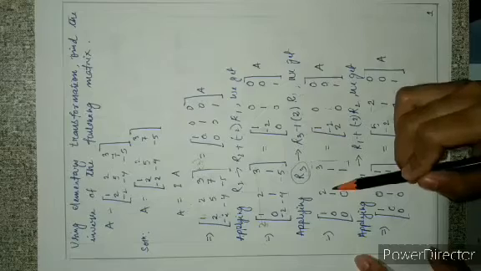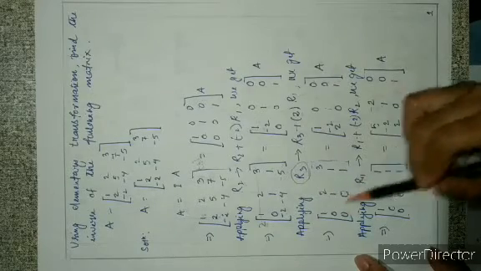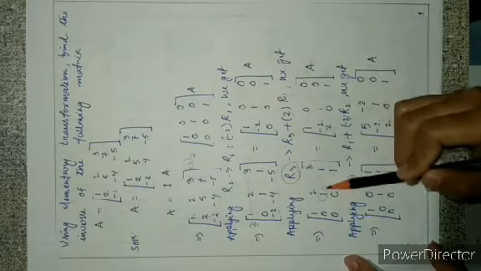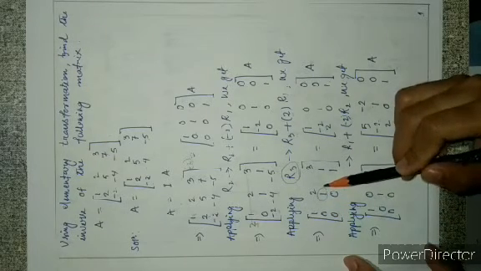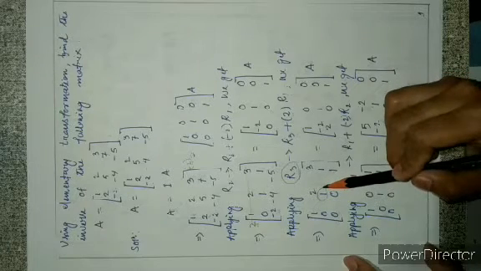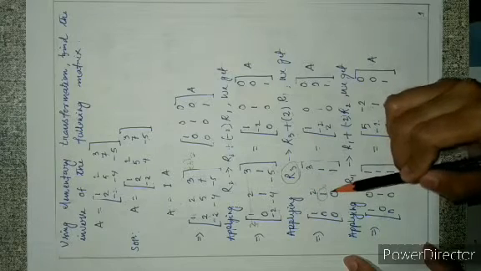Then check the elements of second row. Second row is 0, 1, 1. Here the diagonal element A22 is equal to 0. By using this element A22 in second row, make the corresponding element 2 and 0.